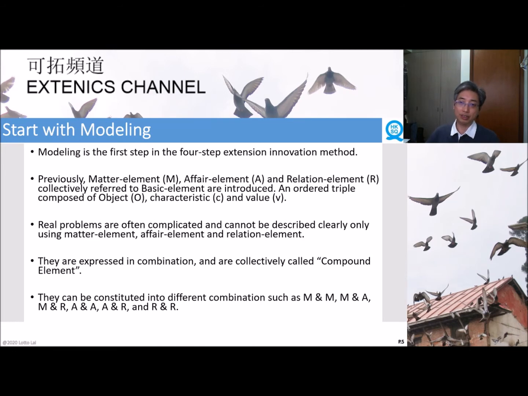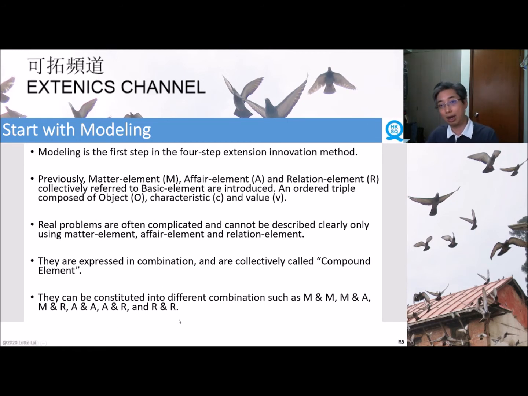Real problems are always complicated and cannot be described clearly using only one basic element. Therefore, we expand to combinations, collectively called compound elements. They may be from meta element and meta element, affair element and affair element, relationship element and relationship element, or there are different combinations like this.